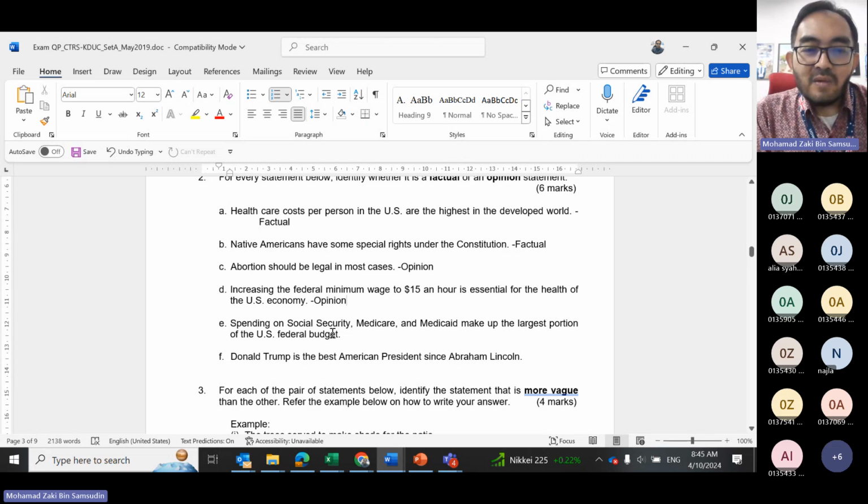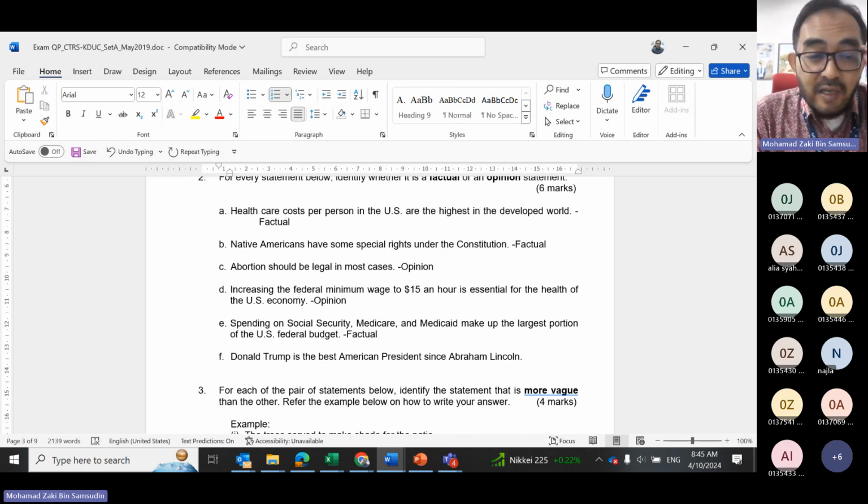Yang ketiga, spending on Social Security, Medicare, Medicaid make up the largest portion of the US federal budget. Ini fakta atau opinion? Factual or is it opinion? So again over here, adakah dia ayat berbentuk penerangan atau dia argue sesuatu? So ini lebih kepada penerangan, kan? So ini actually factual.